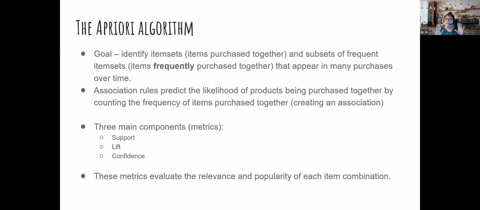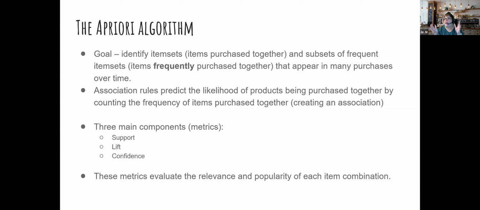These metrics look at the relevance and popularity of each item combination. I think you can gather that there are so many combinations and possibilities. You could look at combinations of 3 and 4 items. We're focusing on pairs, but you could start combining in so many different ways.